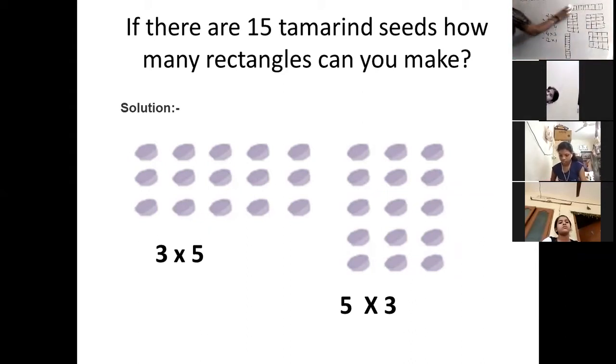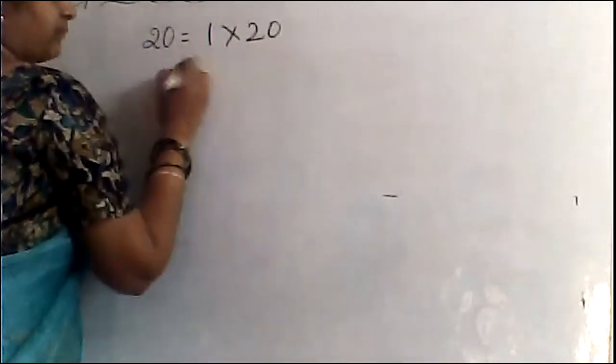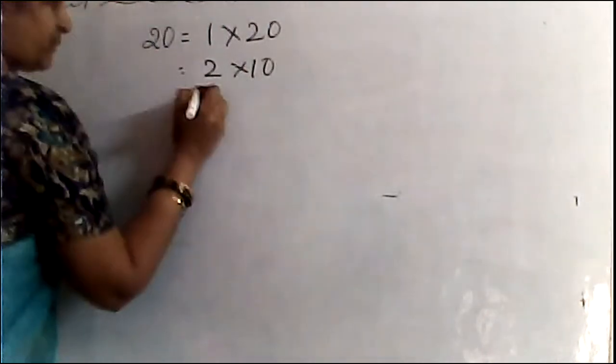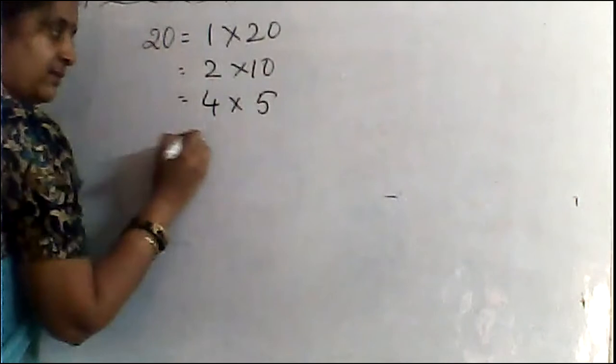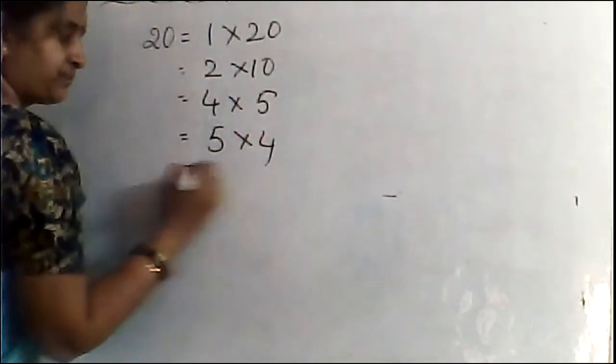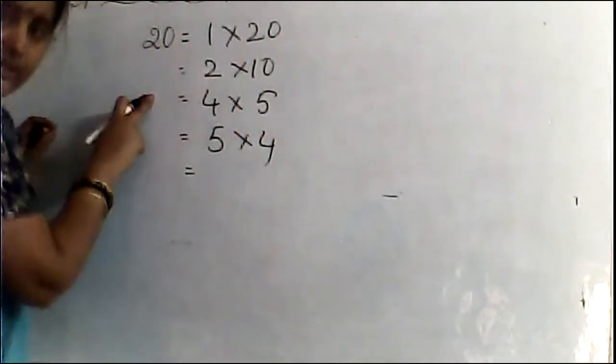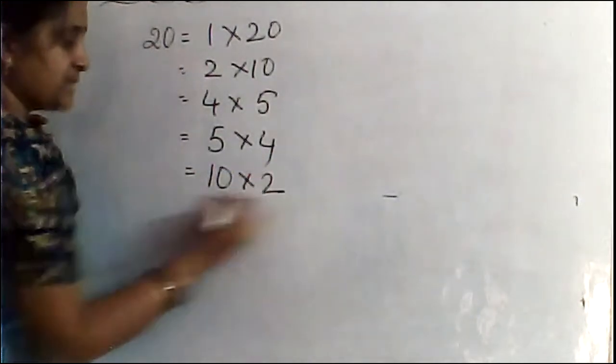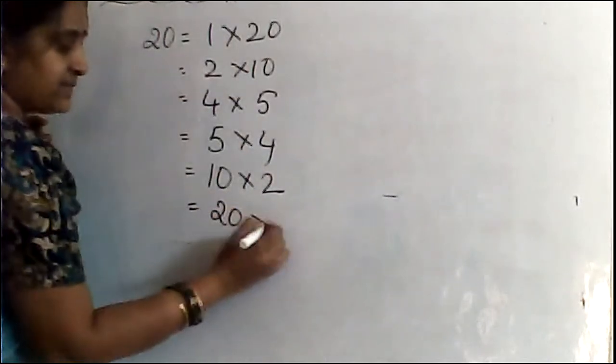Now, if you have 20 seeds with you, how many rectangles can you make using 20 seeds? Tell me, ma'am. 1 into 20, 2 into 10, 20 into 1. 4 fives are 20, next 5 fours. 7 will not go, 8 no, 9 no. 10, 10 twos, next 20 ones.